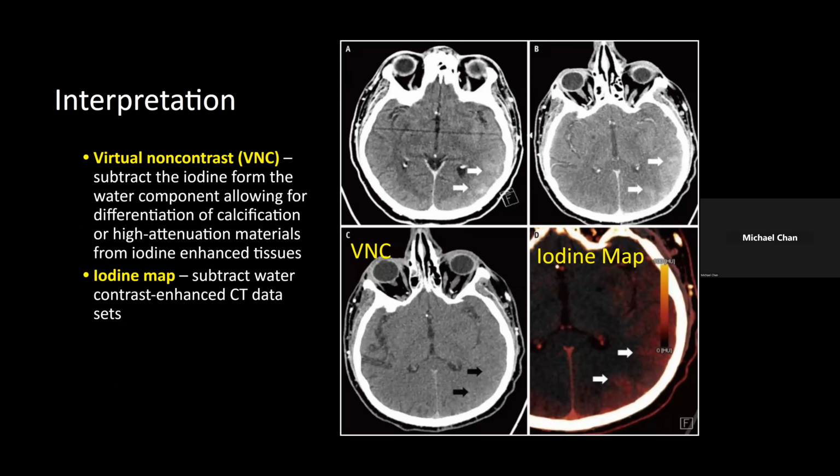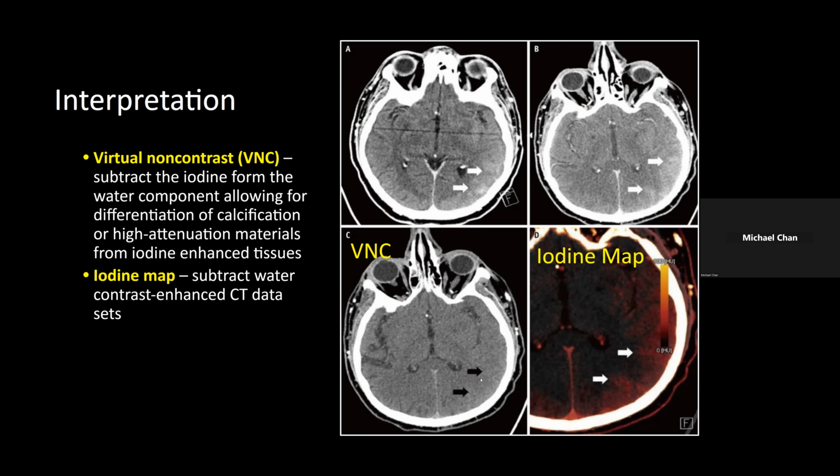So just some examples. So here's an example in our post-EVT patients. At the top, you can see what we're provided with are our traditional CT images, but on the bottom you have a VNC or virtual non-contrast map, which basically subtracts out all of the iodine containing substances, and then an iodine map where the orange basically highlights all the iodine in the image. And here you can see that we see this hyperdensity in the sulci along the left temporal occipital region.